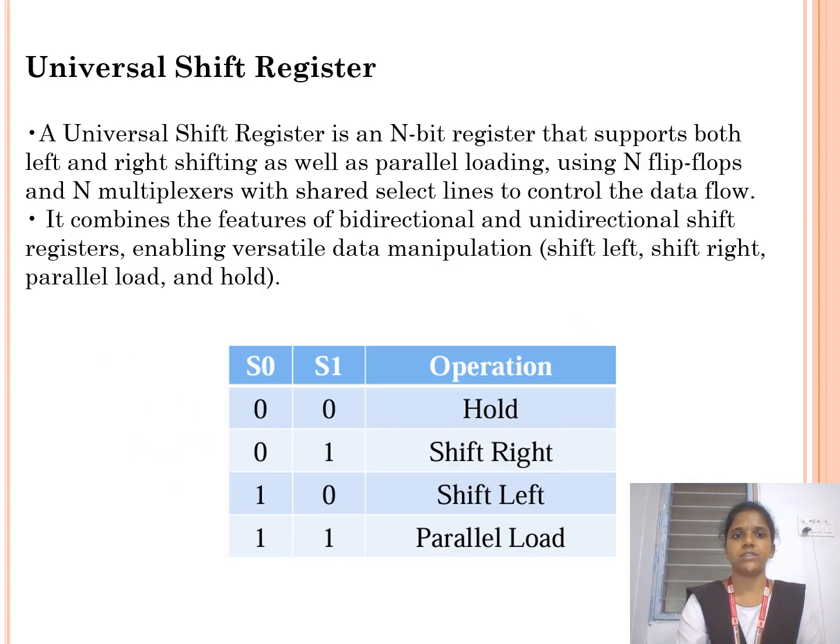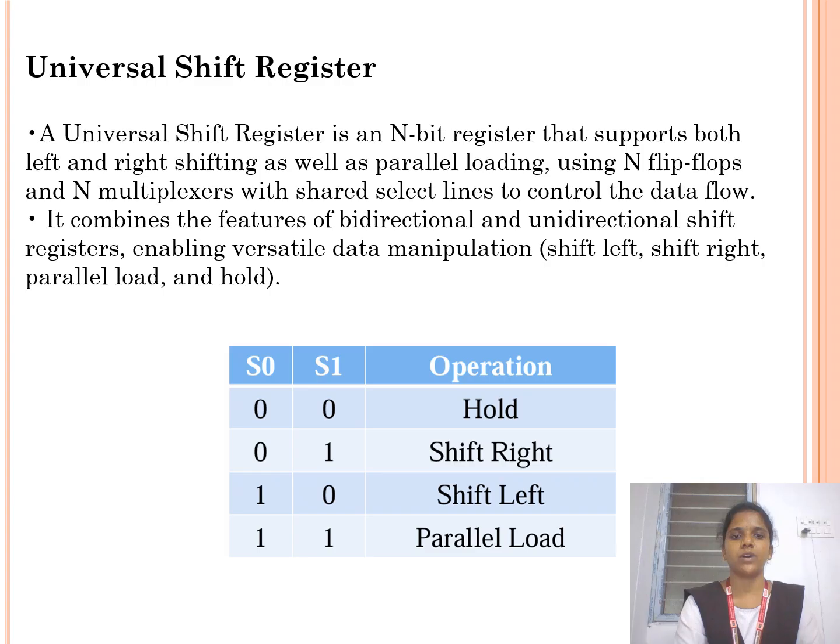Another type of register is the universal shift register. A universal shift register is an n-bit register that supports both left and right shifting as well as parallel loading, using n flip-flops and n multiplexers with shared select lines to control the data flow. It combines the features of bidirectional and unidirectional shift registers, enabling versatile data manipulation: shift left, shift right, parallel load, hold. This is how the operations work.